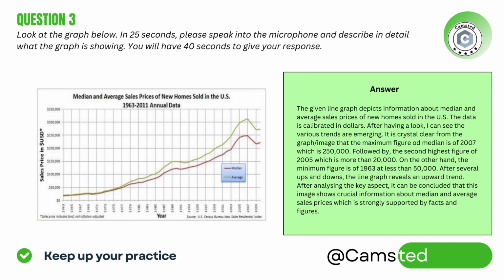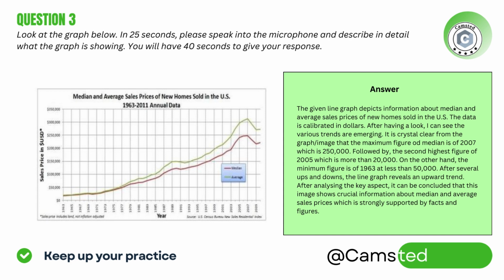The given line graph depicts information about median and average sales prices of new homes sold in the U.S. The data is calibrated in dollars. After having a look, I can see the various trends are emerging. It is crystal clear from the graph that the maximum figure of median is of 2007, which is 250,000.